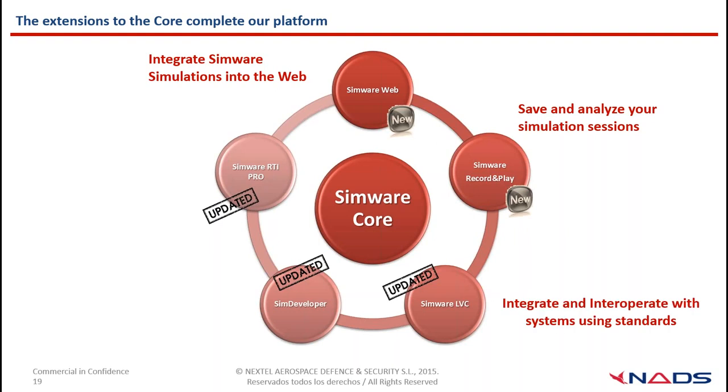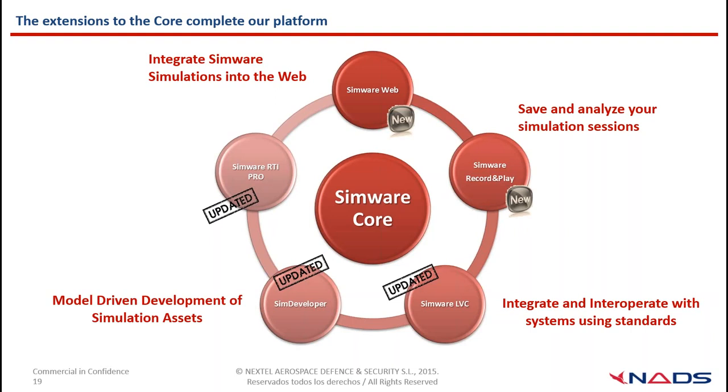When you need to integrate or interoperate your simulator with other components or systems that use other standards, like HLA, DIS, JAWS, a real system talking DDS, data distribution service, directly, or a command and control system talking CVML, in this case you will need a gateway. All the gateway features are included in our Simware LBC extension.